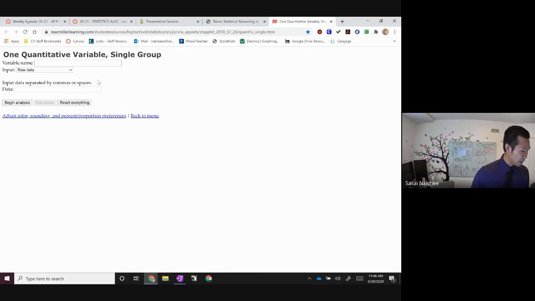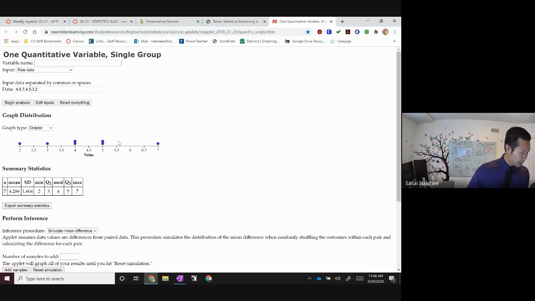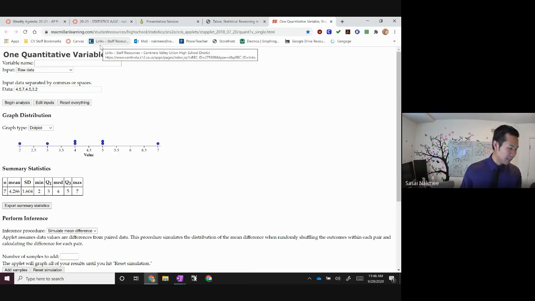But check this out. So what this site does is you can type in your data here, like 4, and then just separate them with commas. So 4, 5, 7, 4, 5, 2, and 3. And then you can begin analysis on it. And this is where I get my dot plot. All the numbers I put into here get placed into a dot plot for me, right? All the numbers that I have up here get placed into a dot plot for me. So what I'm saying is, and this is the part that's going to suck, right?